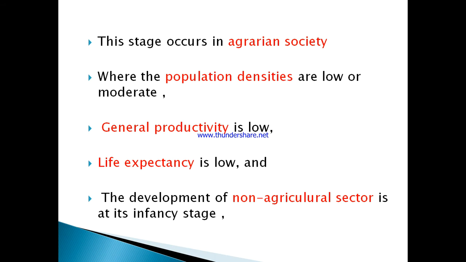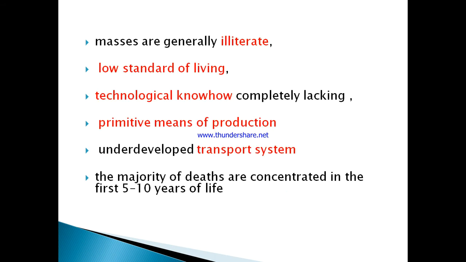This stage occurs in the agrarian society where the population densities are low or moderate, general productivity is low, life expectancy is low, and the development of the non-agricultural sector is at its infancy stage. Masses are generally illiterate, with a low standard of living, technological know-how completely lacking, primitive means of production, and an underdeveloped transport system. The majority of deaths are concentrated in the first 5 to 10 years of life.